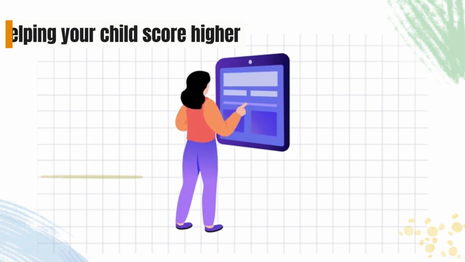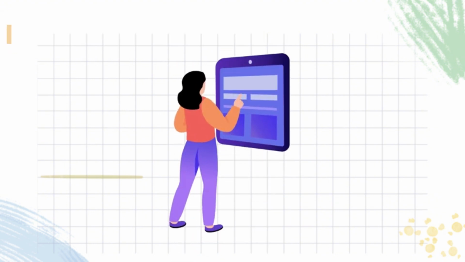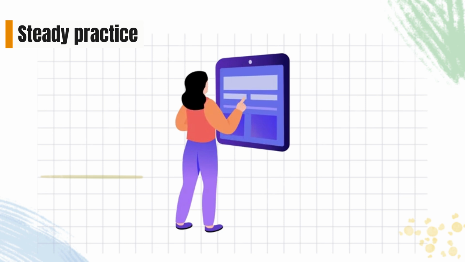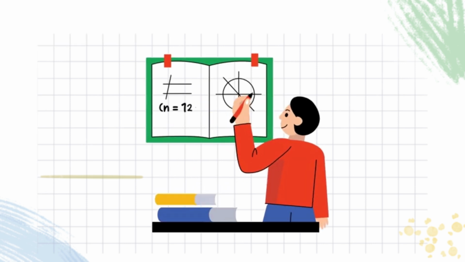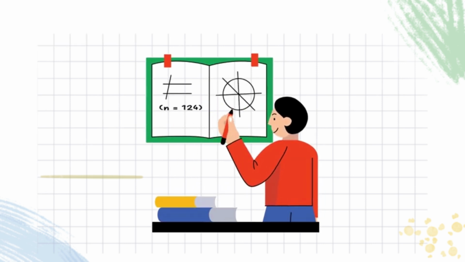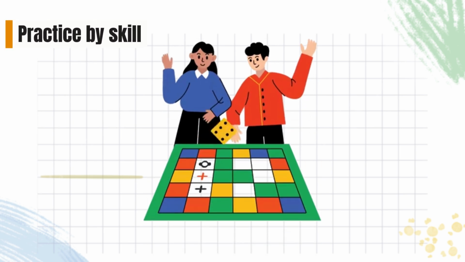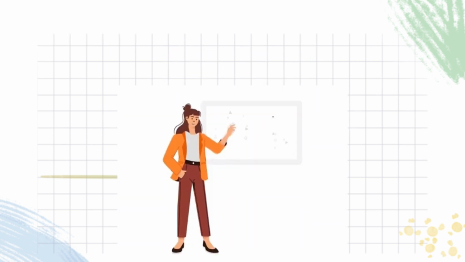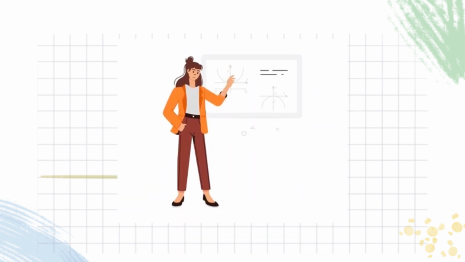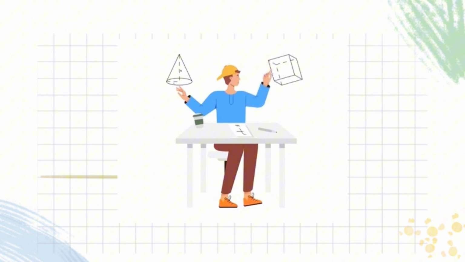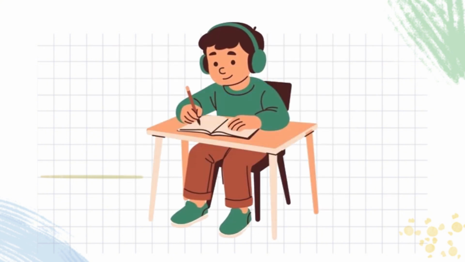So how can you help your child improve their MAP performance? Start with steady practice. Short, focused sessions are usually better than long sessions that feel stressful or overwhelming. Next, practice by skill. Identify your child's weaker areas using your MAP score report and focus on them first to see the biggest improvement in scores.